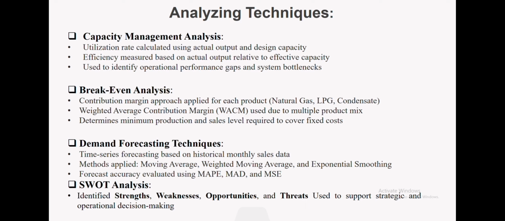For the analysis techniques, in this work we will apply the following strategies and methods, starting with capacity management analysis. Utilization rate is calculated using actual output and design capacity. Efficiency is measured based on actual output relative to effective capacity. These are used to identify operational performance gaps and system bottlenecks.